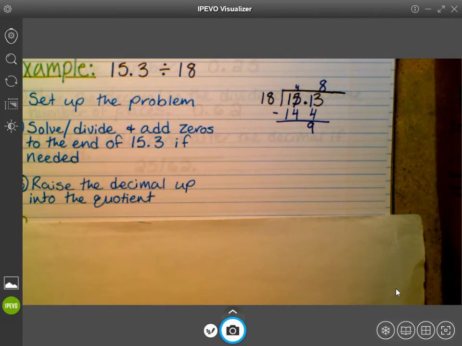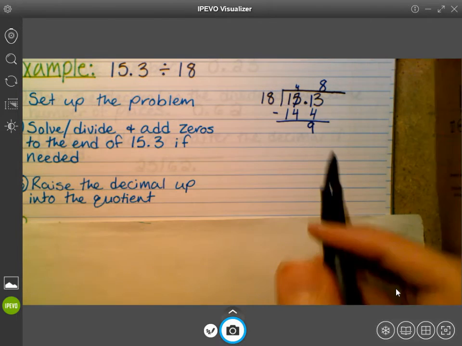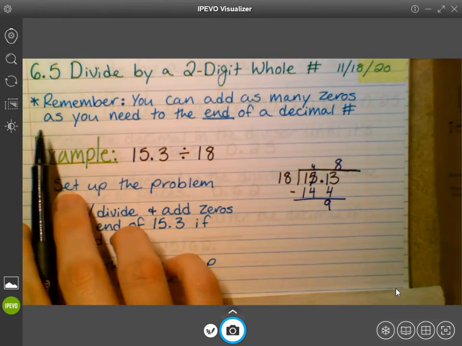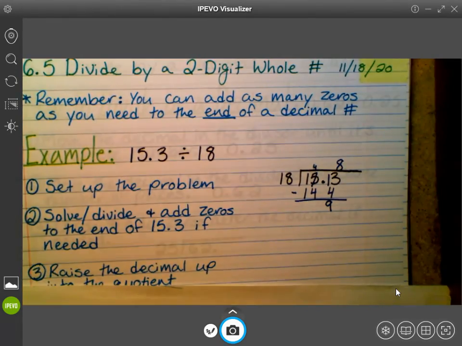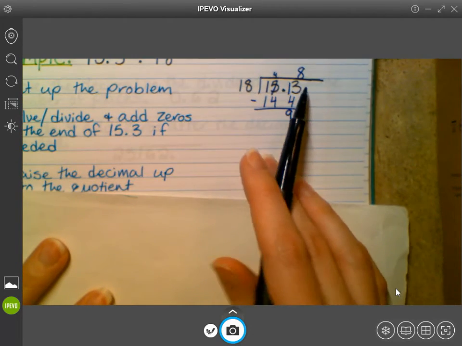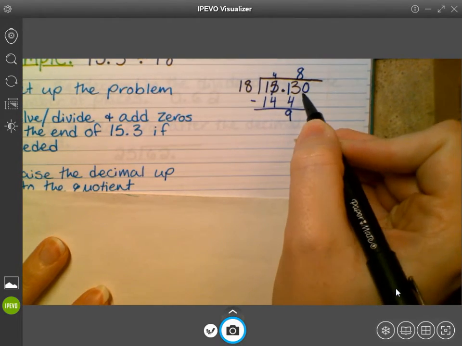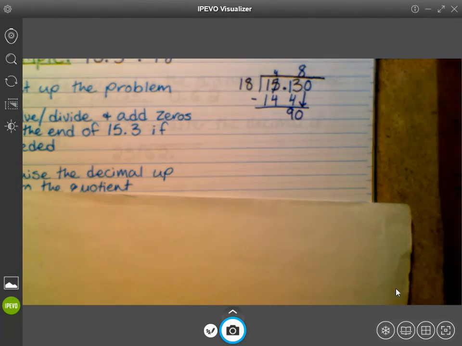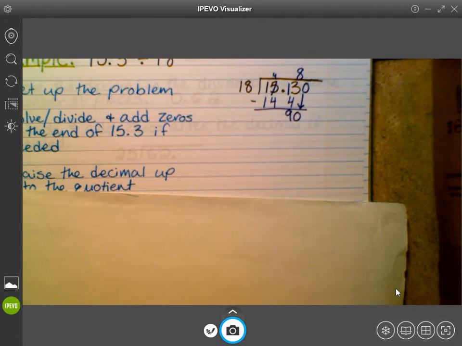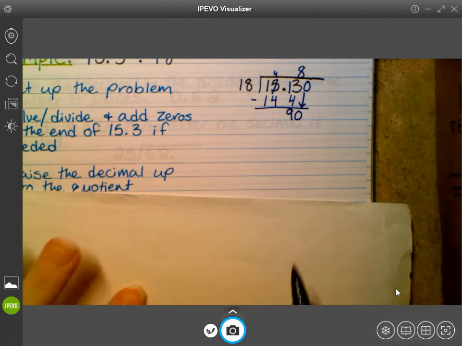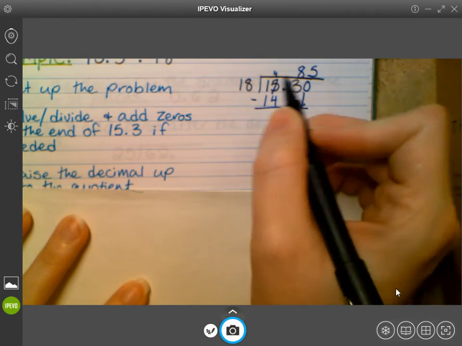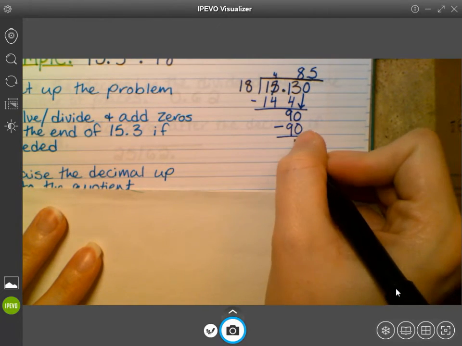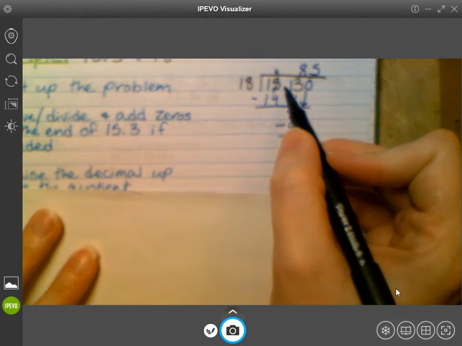Now, do I have to stop here? No. A 0. Remember, I can add as many zeros as I need to the end of a decimal number. So this is a decimal number. The end is all the way to the right, so I can add a 0. Bring it down. That becomes 90. How many times does 18 go into 90? Show me on your hand. 18 goes into 90 5 times. Yep, and 18 times 5 is 90. So I would subtract 90, wind up with 0. For my decimal, it's just like yesterday. It goes straight up.